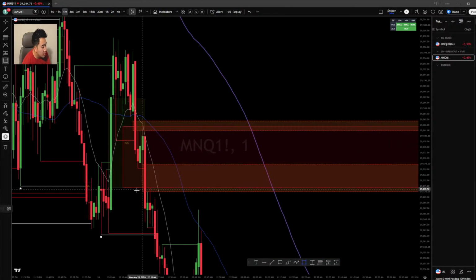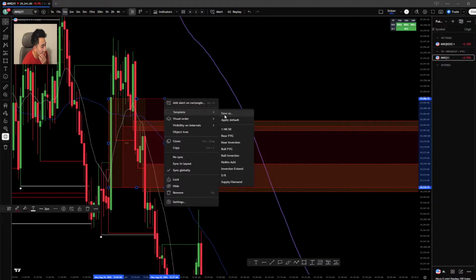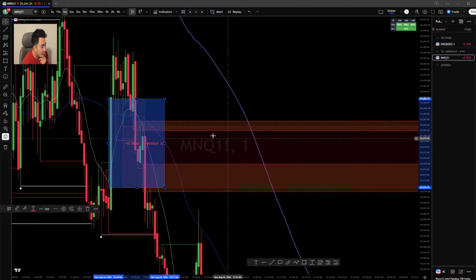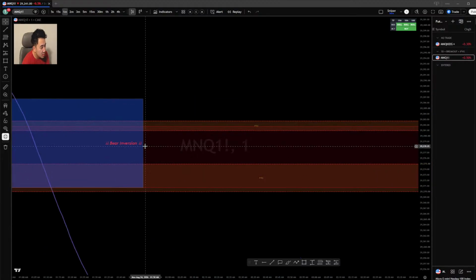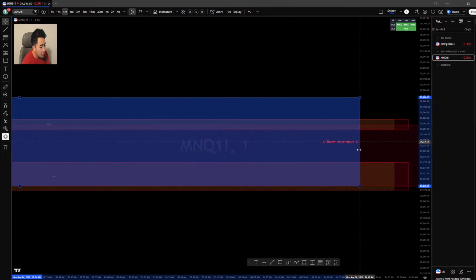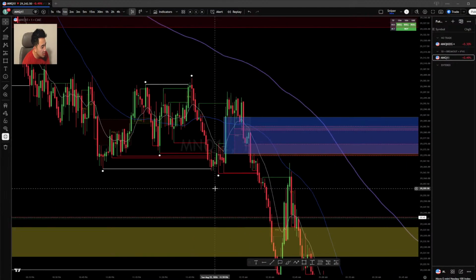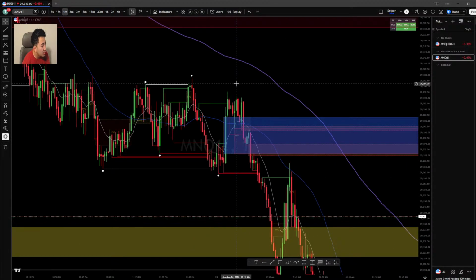In this one you have a bullish gap that becomes a bearish inversion. So this right here is a bullish gap. Price broke through it. Now it becomes a bearish inversion. So this zone up here is pretty strong when you have inversion zones, a 1-minute inversion stacked on with a 1-minute gap.